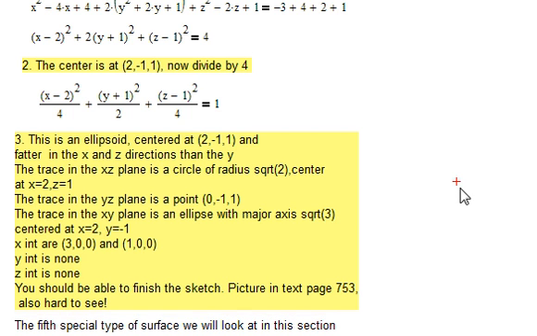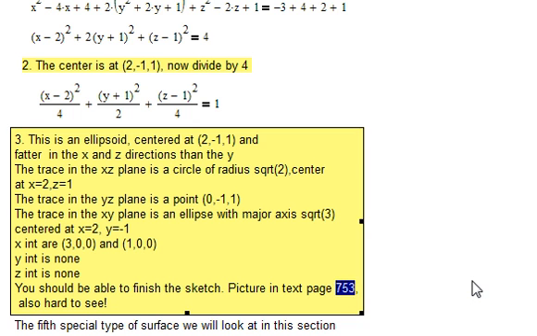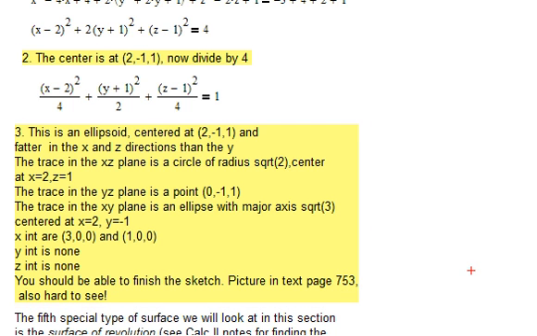So you should be able to finish the sketch, and there is a picture of this one in the text. I don't know if this page is accurate, but you might need to look it up.